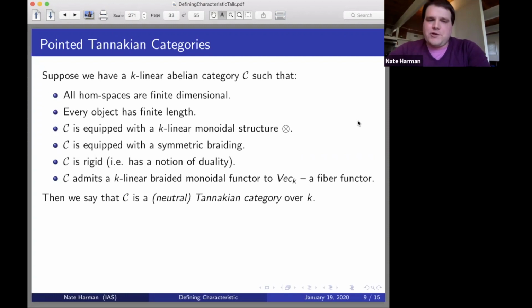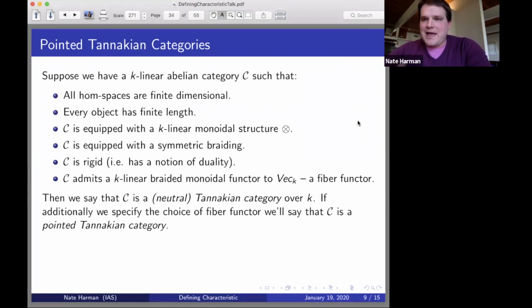And I even put neutral in parentheses. Neutral usually refers to the field of definition. So a non-neutral Tanakian category might only have a fiber functor in some algebra over your field. But for algebraically closed, this is just a Tanakian category over K. But I had this one extra word, pointed, which I just made up because I couldn't find an appropriate name for this somewhere, but maybe one exists. It doesn't exist in Deligne-Milne, so blame them.